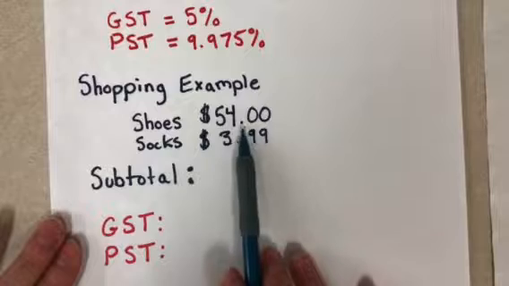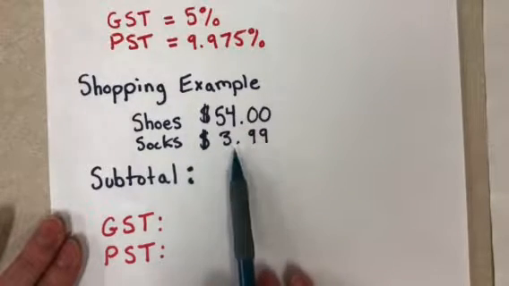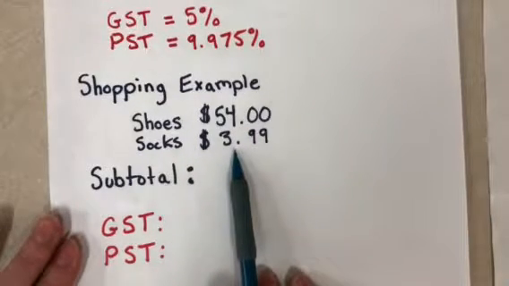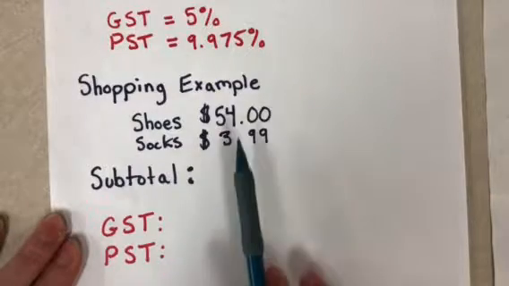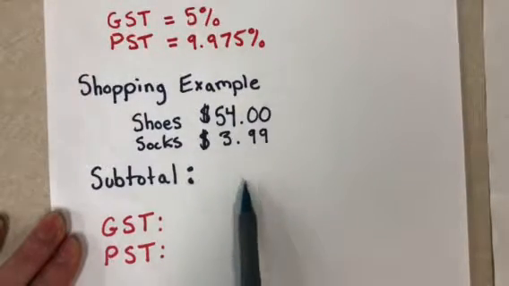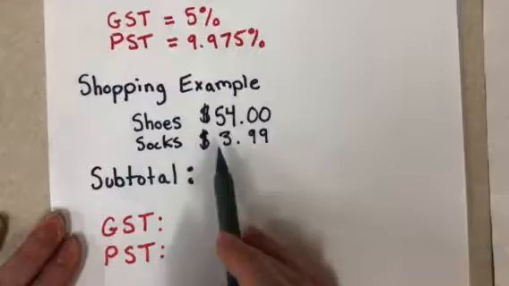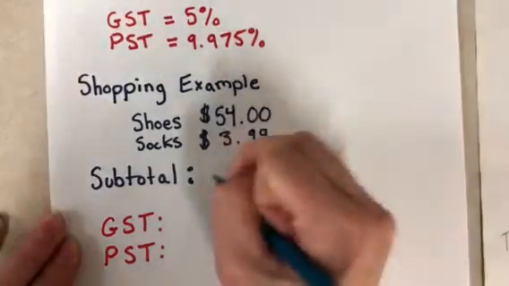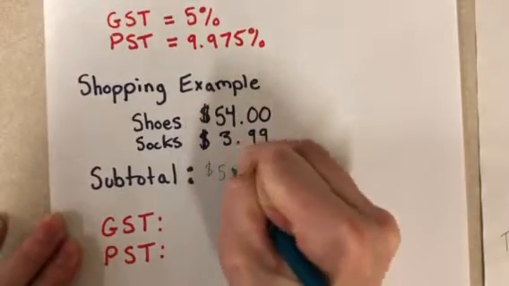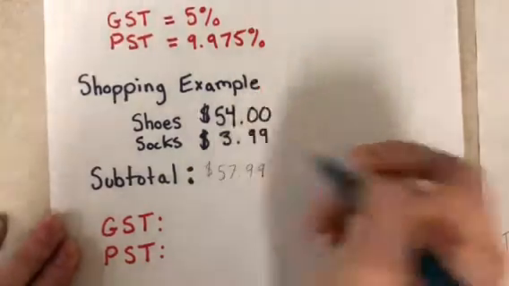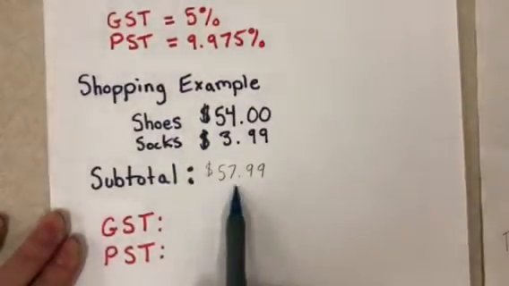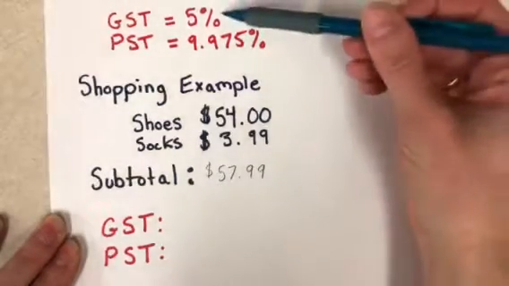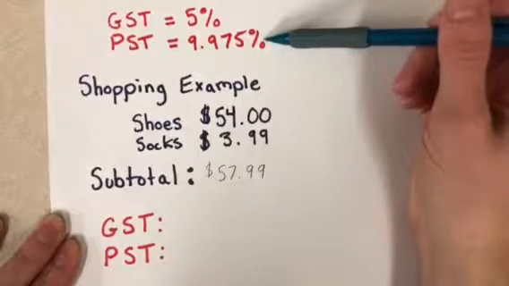Now, if you're trying to calculate taxes, if we were going shopping, for example, you are going to buy a pair of shoes for $54 and socks for $3.99. When you get to the cash and you go to pay your bill, you will have a subtotal, which would be you must add up both of these items, which will give us a subtotal of $57.99.